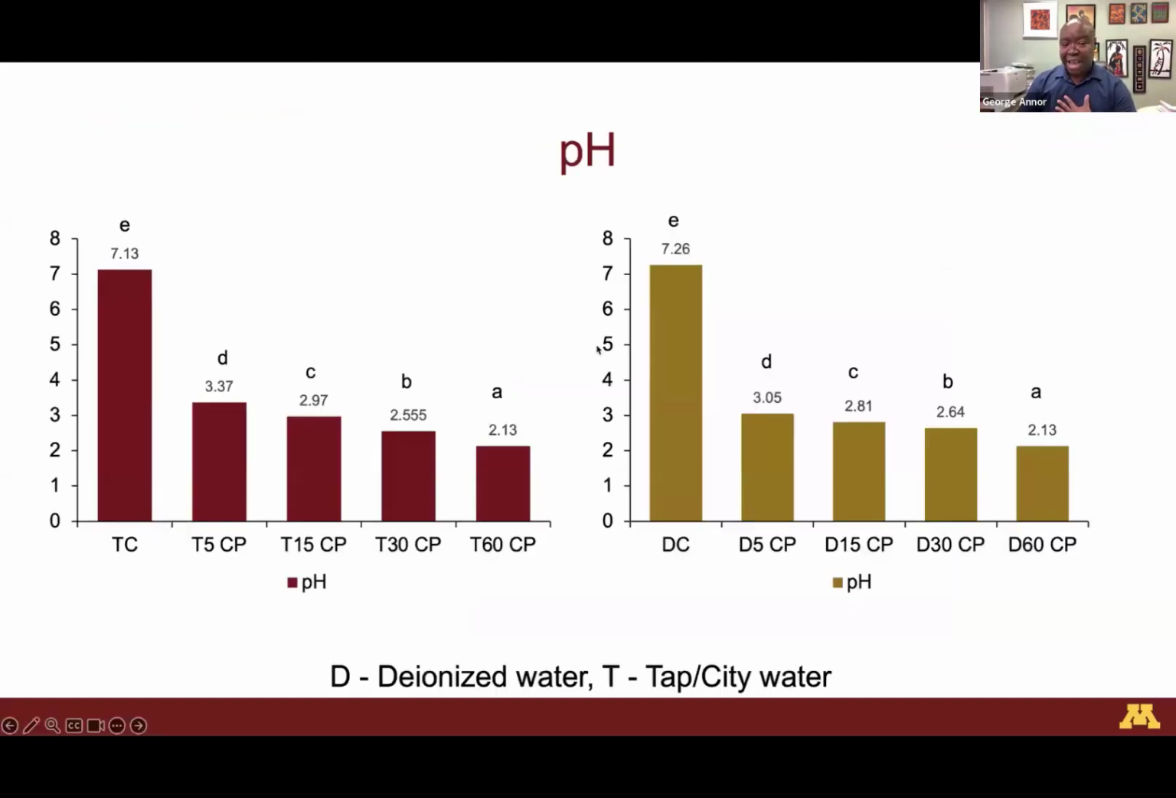So for the system that we have here in Minnesota, from that 1 liter of water we treated, we saw a significant reduction in pH. The A, B, C, D indicates statistical significance. If it's different, it means it's significant. So we saw a pH drop from 7 for tap water to about 2.13 after an hour of treatment. The same was seen for deionized water, so it doesn't really matter. We thought whatever was in the tap water would have a much more significant impact. Of course, there are slight differences in the values that we got, but generally pH decreased.